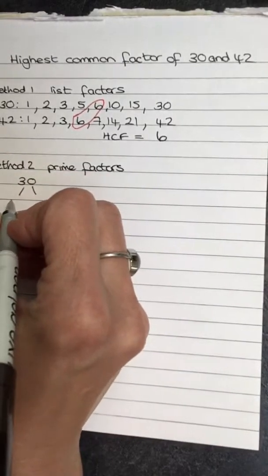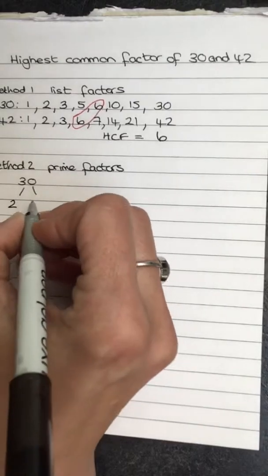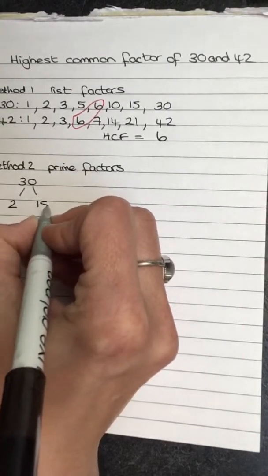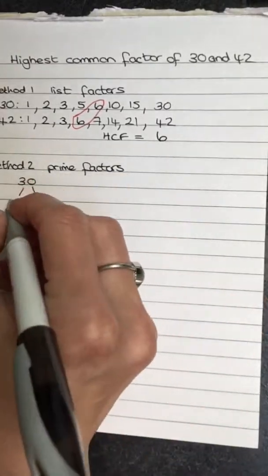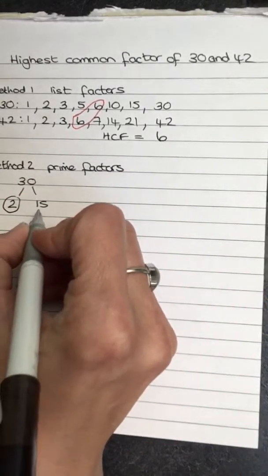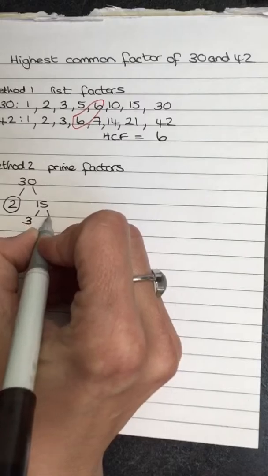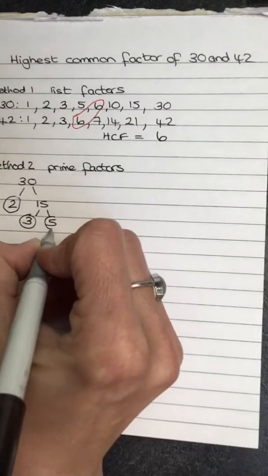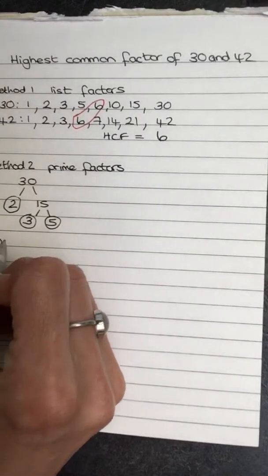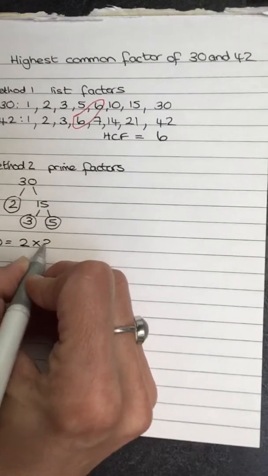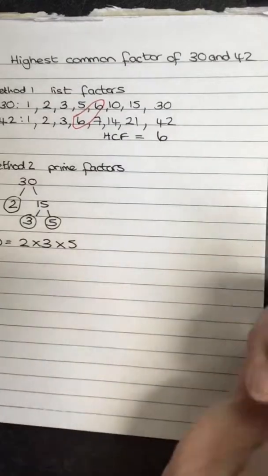So we split the number 30 into 2 factors, so 2 and 15. 2 is a prime, so I can stop there, but 15 isn't, so that can be split into 3 and 5. They are both prime numbers. Okay, so 30 is equal to 2 times 3 times 5.